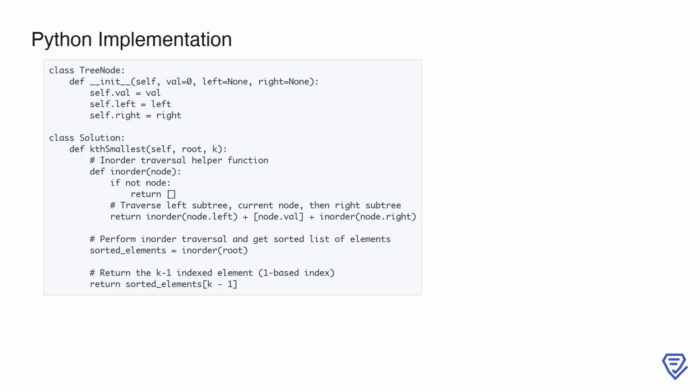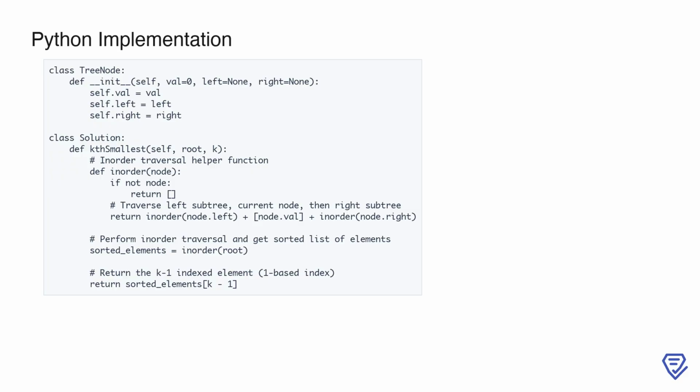The recursion works as follows. For a given node, it first recursively traverses the left subtree, inorder(node.left). Then, it includes the current node's value, node.val. Finally, it recursively traverses the right subtree, inorder(node.right). For combining results, the inorder function returns a list of values from the left subtree, appends the current node's value, and then adds the values from the right subtree. This results in a fully sorted list of all elements in the BST.